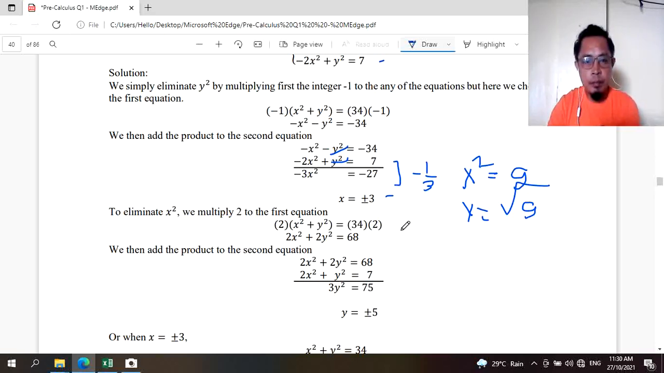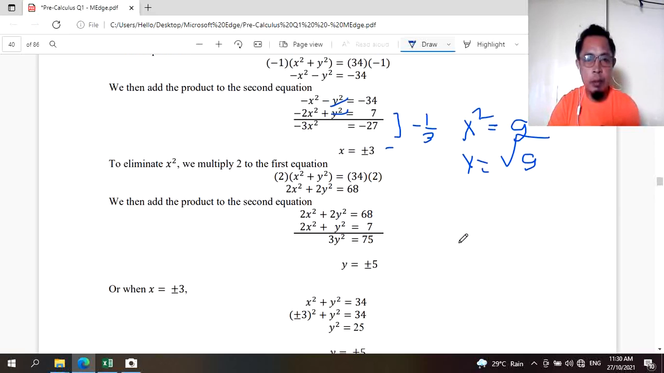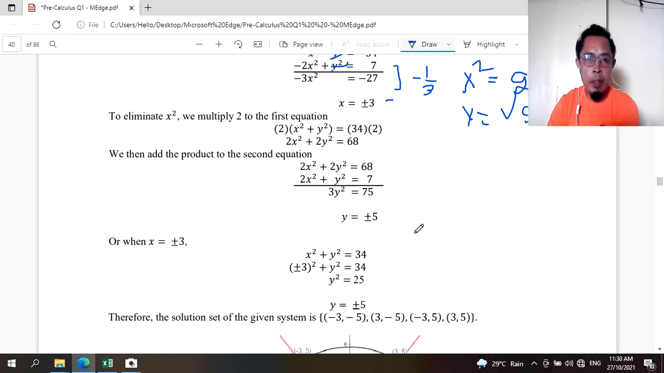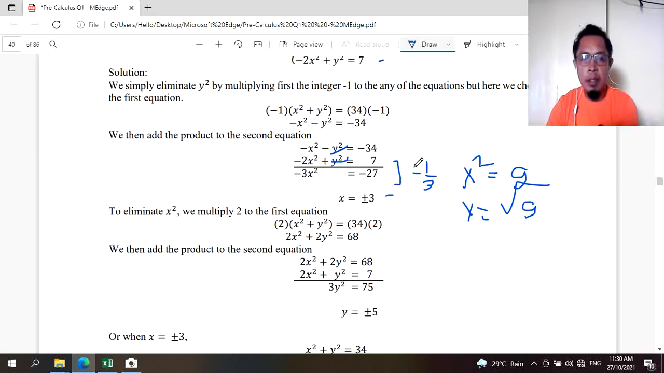Next, how about if we are going to eliminate x squared? Eliminating x squared, we simply multiply the first equation by 2. That gives us now 2x squared plus 2y squared equals 68. Then after that, this one is to be added to the second equation.